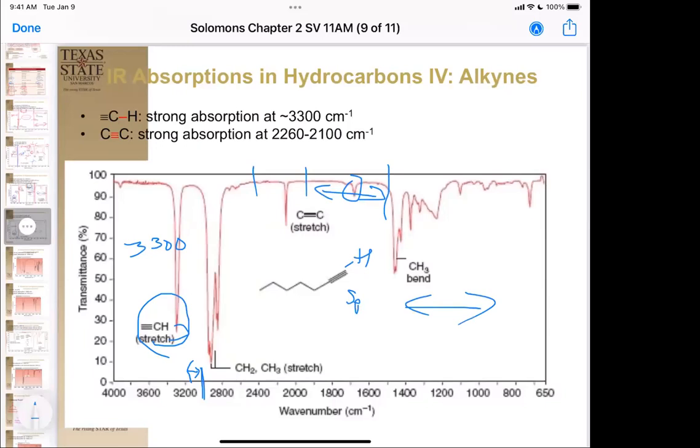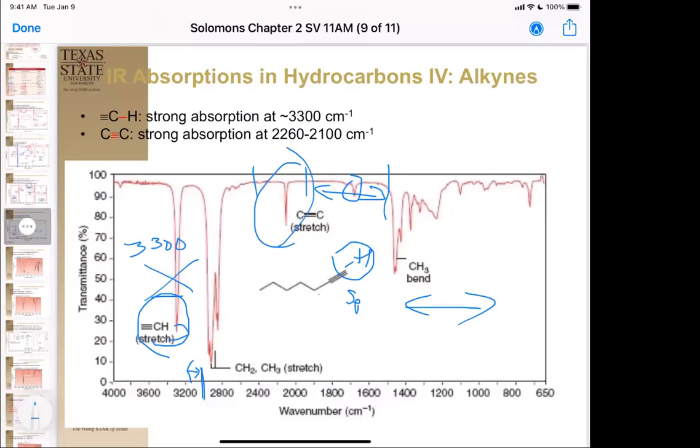So we only see this hydrogen if it is on the end of the chain. If that alkyne is in the middle of the thing, we do not see this peak. We still see this peak, and the intensity of that peak increases the less symmetrical that alkyne is.